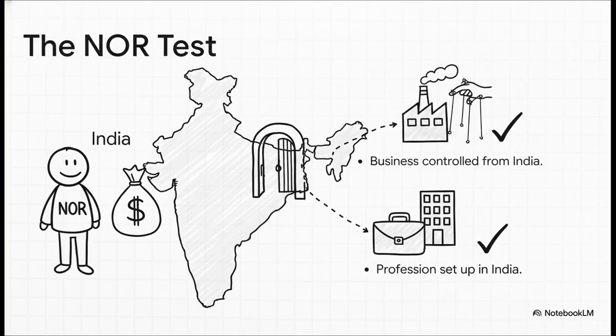All right, but there's a really important exception to that third pillar, the one about global income. This is a special rule, and it only applies to a specific status, the not ordinarily resident, or NOR. For an NOR, their foreign source income is generally off the hook, unless it comes from a business that's controlled from India or from a profession that was set up here. That's a critical nuance to remember.